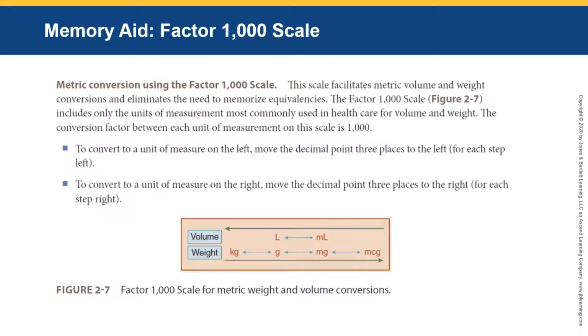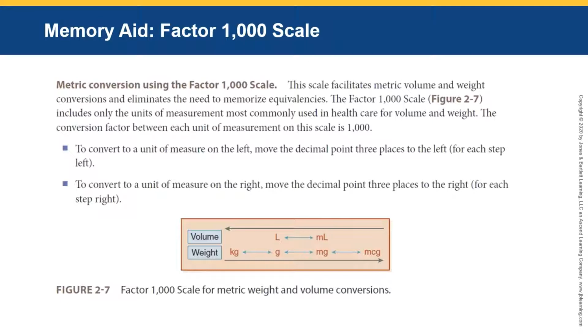For weight conversions, kilograms to grams to milligrams to micrograms, or in the reverse order, are the only units of measurement of weight they need to know. And we teach the student that the conversion factor between all of these conversions is 1,000 when they're converting to the unit of measurement next to them. Obviously, if they're converting from kilograms to milligrams, then the conversion factor is 1,000,000, not 1,000. So when they want to convert liters to milliliters, they multiply by 1,000. Milliliters to liters, they divide by 1,000.